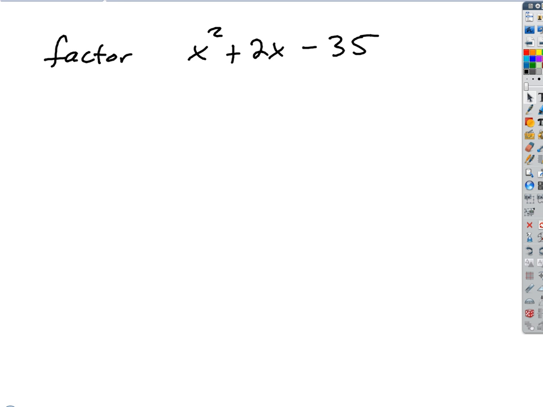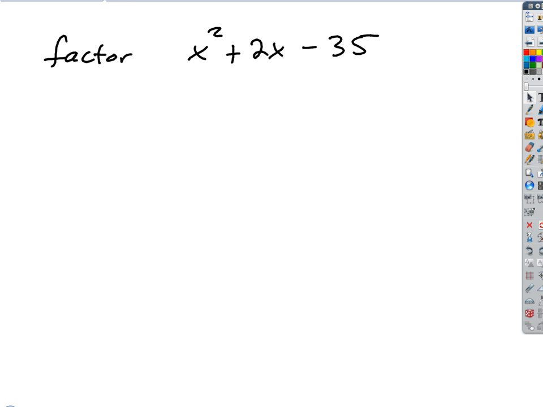Okay, so what can you tell me about this? What can you tell me about this now? Factoring means what? Okay, breaking it apart, right? I want to break it apart into a product of two factors. So factoring is like unfoiling, right?